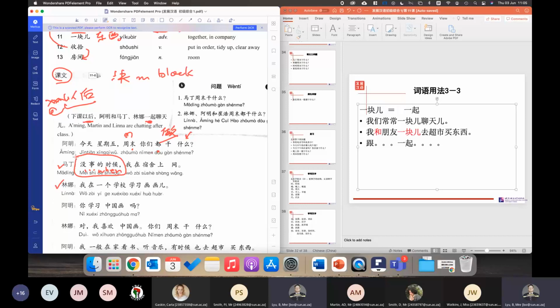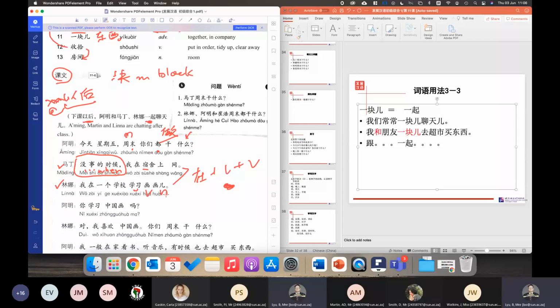我在宿舍上网, 宿舍 is dormitory, right? 宿舍上网. 琳娜: 我在一个学校学习画画. This is 在 plus location, plus doing things. This is the core function that Lesson 11 wants us to remember. You are doing something at some place. 我在一个学校, one school. Doing what? Learn, 学习, verb; noun, drawing a picture, 画画.